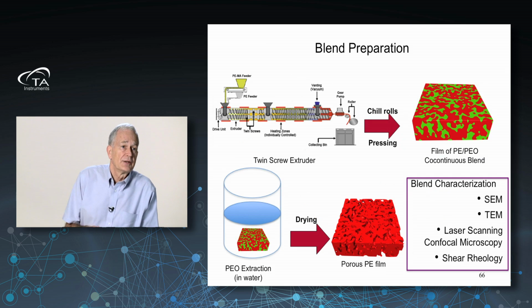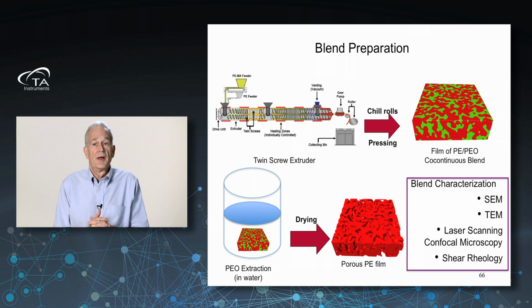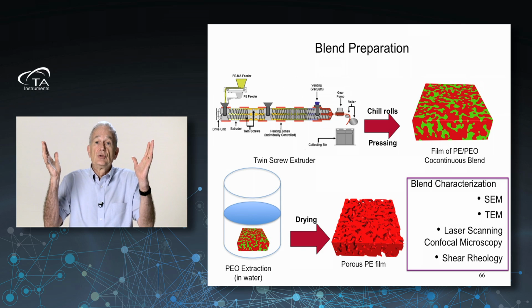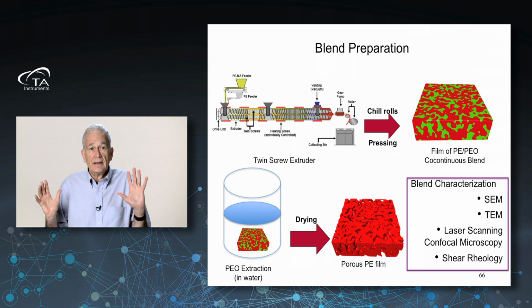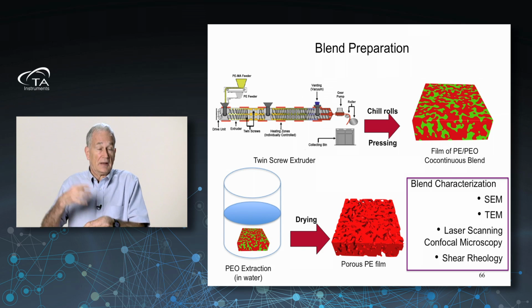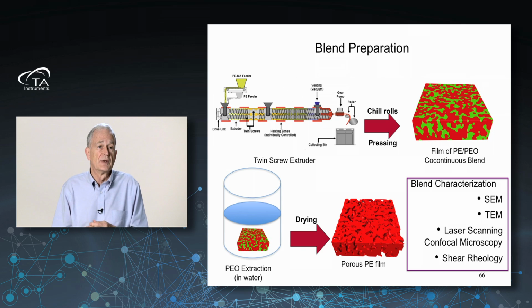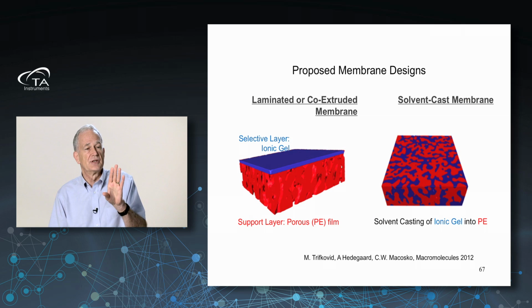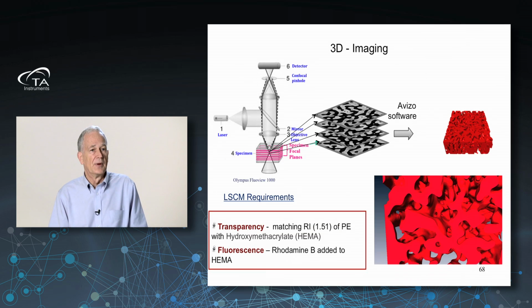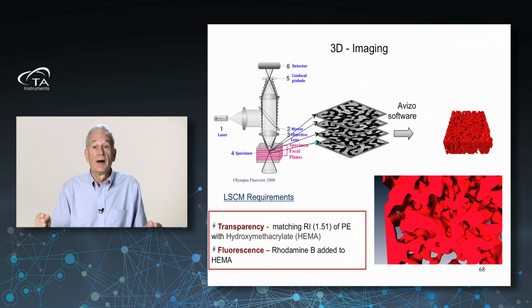So how do you make the blend? Here shows an extruder with the two polymers fed in the hopper and then doing a lot of intense mixing. It's not a thermodynamic equilibrium, so you have to mix it and it'll slowly coarsen afterward. To make this porous structure, we put in polyethylene oxide, which is a water-soluble polymer. And we can extract that out with water and then leave a porous polymer film that we can use as a battery separator.